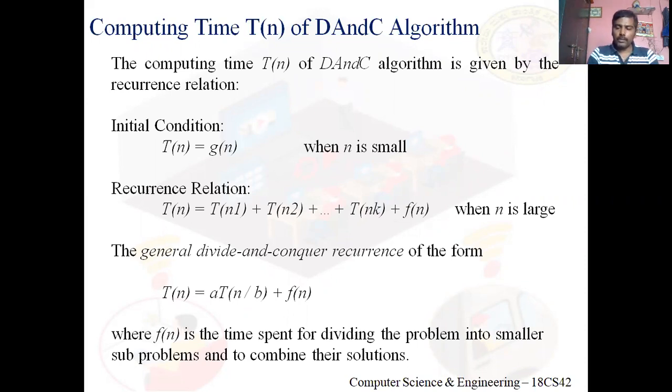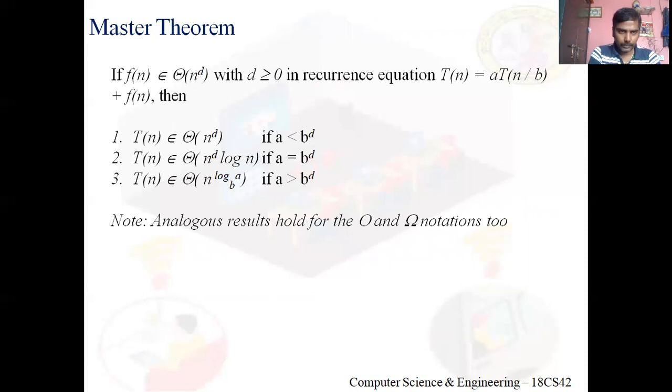Manually we should solve and identify the efficiency class. But to avoid solving the recurrence relation, we can explicitly state the order of growth without solving it. Got it? That is through Master's theorem. So, coming to Master's theorem.